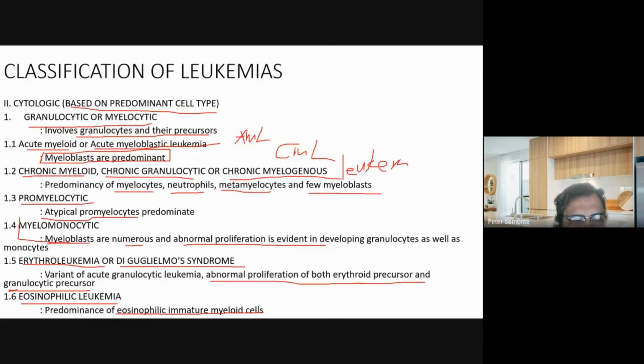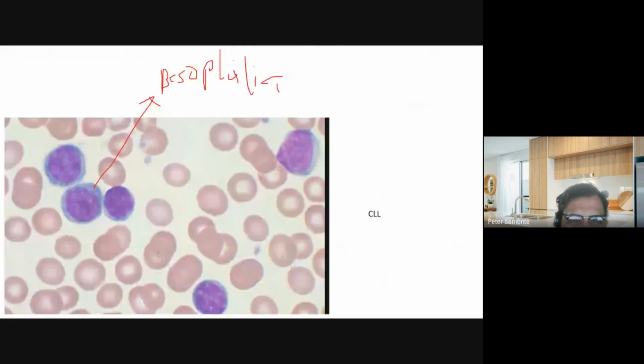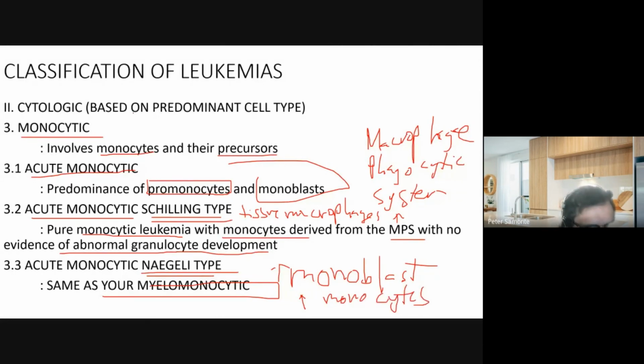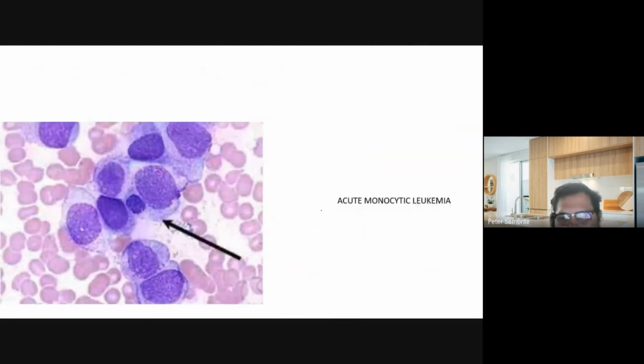myelomonocytic. Now, myeloblasts are numerous. So here, class, in your Naegeli type, you have increased monoblasts and increased monocytes. So this is your acute monocytic leukemia. This would be your monoblasts.